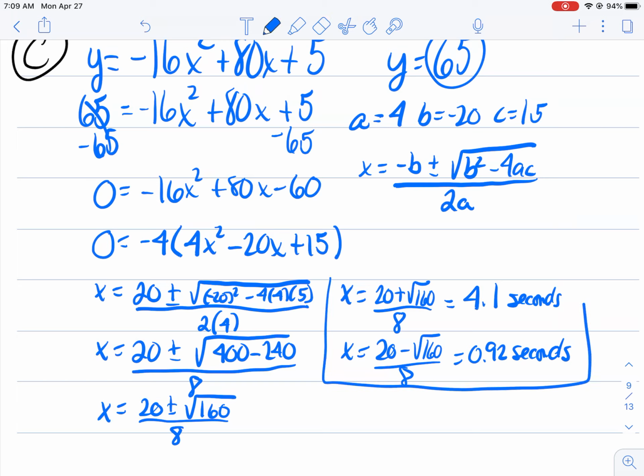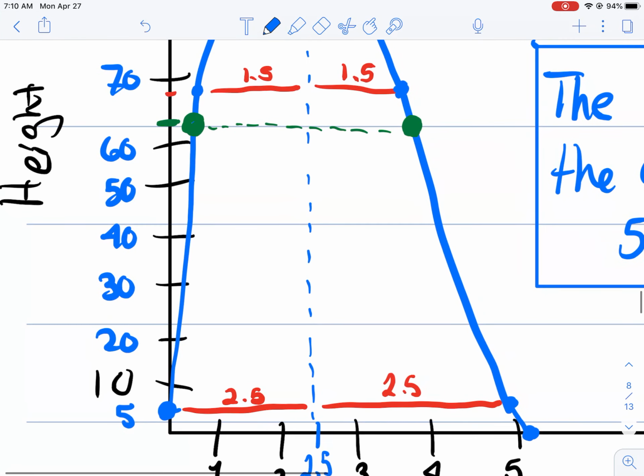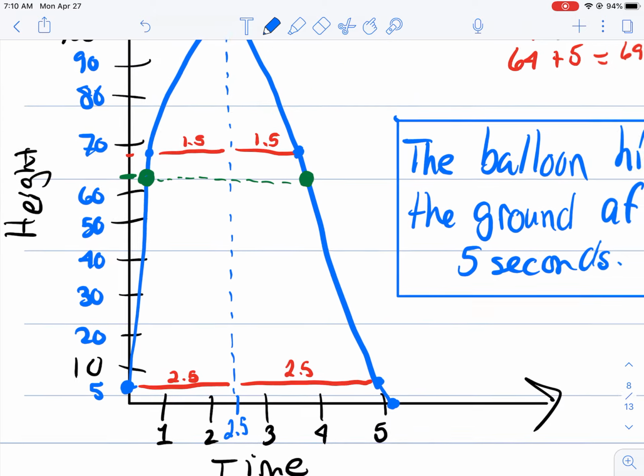All right, so the two answers here are 4.1 and 0.92. And if you look at our graph, that looks pretty close. You know, zoom in here real fast. There's 1 second, so about a little less than 1 second, and a little more than 4 seconds.